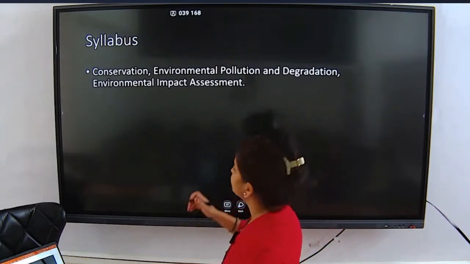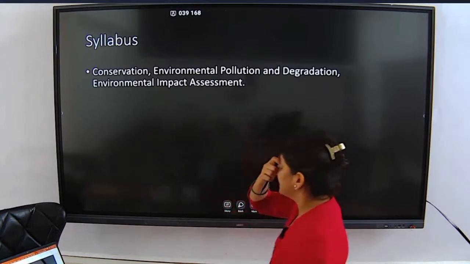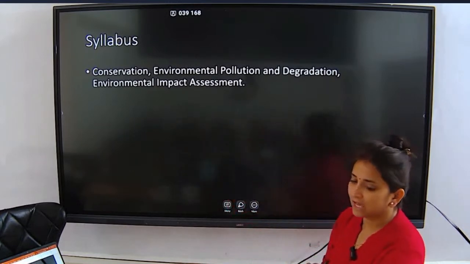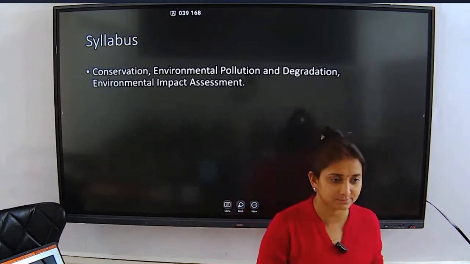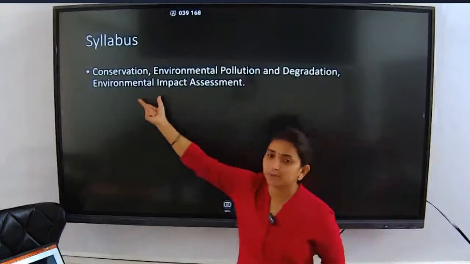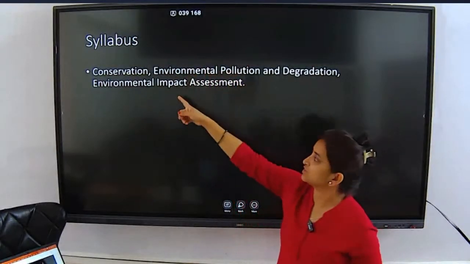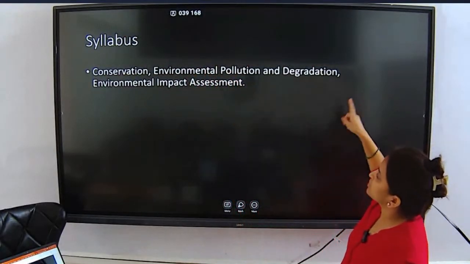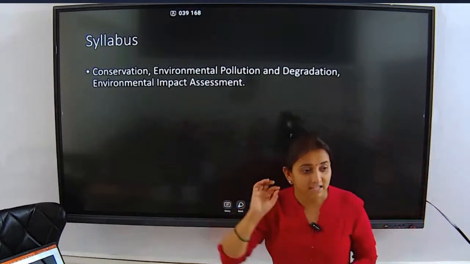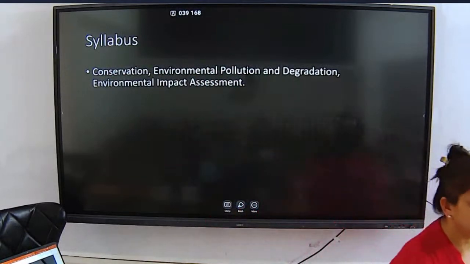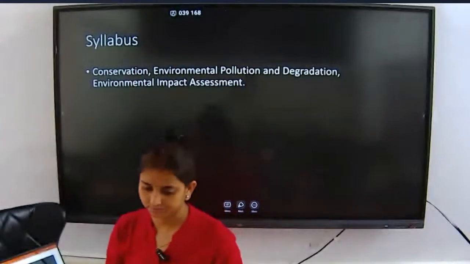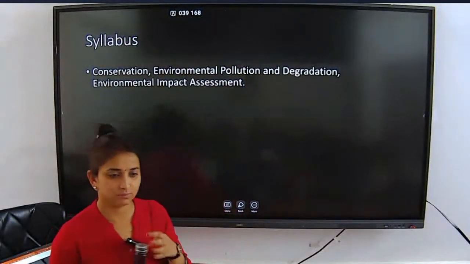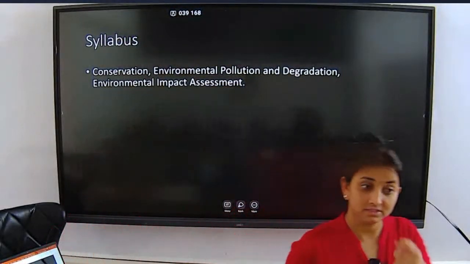Okay, now coming to the syllabus, this is again an important part, because as I've told you in IR, the same thing goes for environment, the same thing goes for any subject. You can expect direct questions from the terms of the syllabus: conservation of environment, environmental pollution, degradation, EIA. So the syllabus is extremely important. Please note it down. Syllabus.